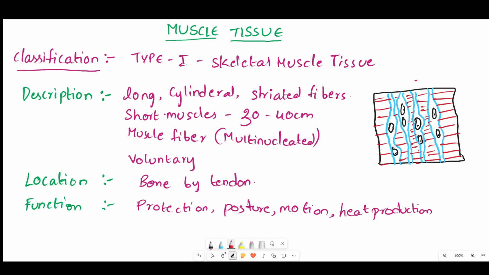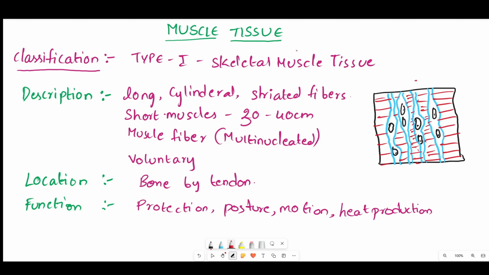Voluntary means the actions that happen with consciousness. For example, the contractions and relaxations that happen under our conscious control are known as voluntary. Coming to its location, it is attached to the bones by tendons. And the last one is function. The functions are: it gives protection, it helps in the generation of heat, it is useful for maintaining posture, and it is also used for motion.